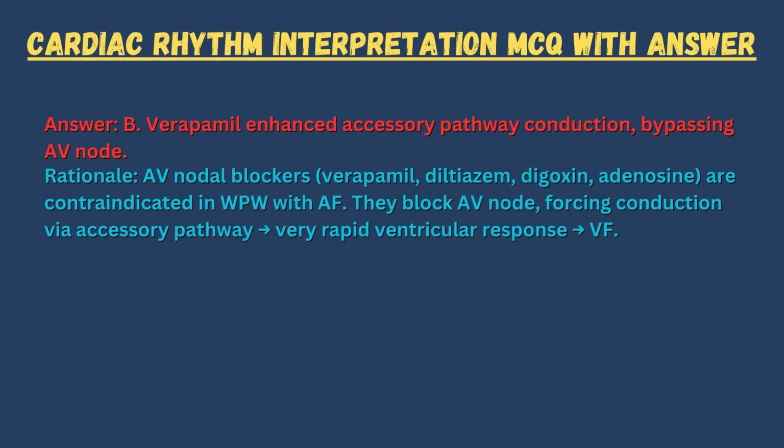Answer: B. Verapamil enhanced accessory pathway conduction bypassing AV node. Rationale: AV nodal blockers, verapamil, diltiazem, digoxin, adenosine, are contraindicated in WPW with AF. They block the AV node, forcing conduction via the accessory pathway, causing very rapid ventricular response and VF.